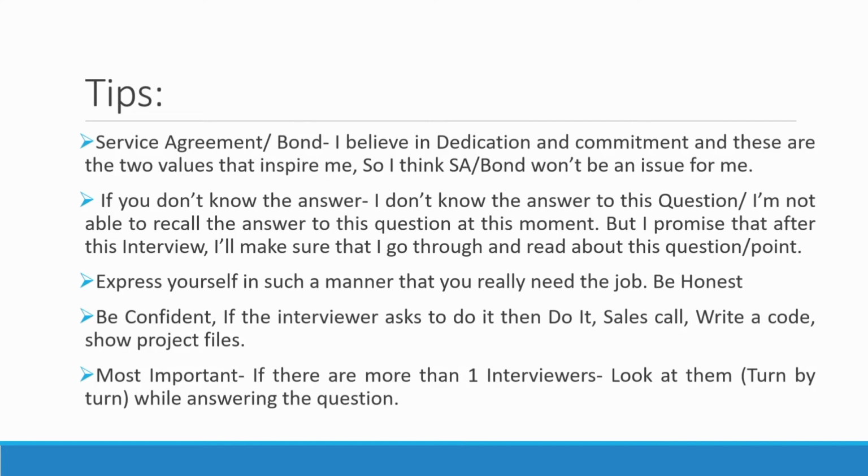Okay, so the next important thing is express yourself in such a manner that you really need this job, and be honest with the interviewers. Also be confident. If the interviewer asks you to do it, then do it. For example, if they ask you to pitch yourself, or maybe act like you're on a sales call, or they tell you to write a code, or show your project files, your designs that you have done, then always follow it and always do it.